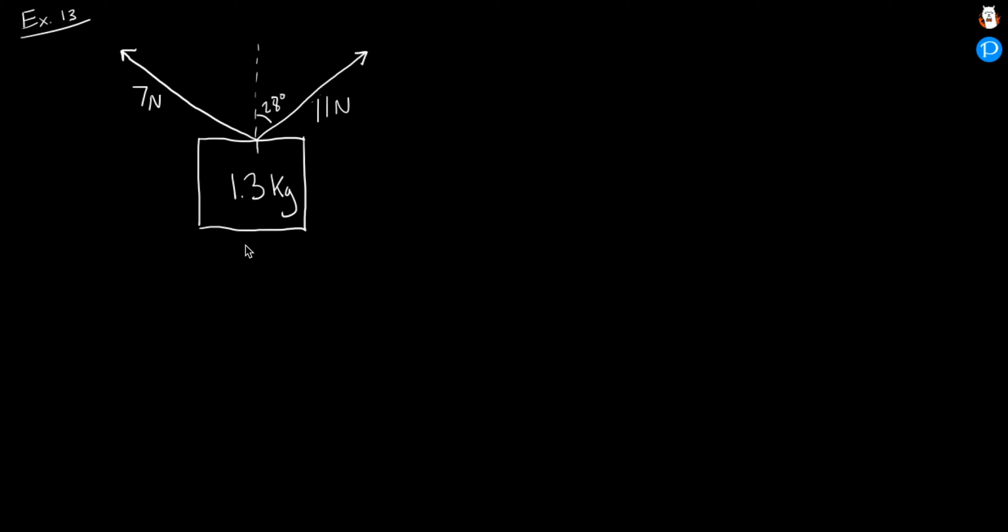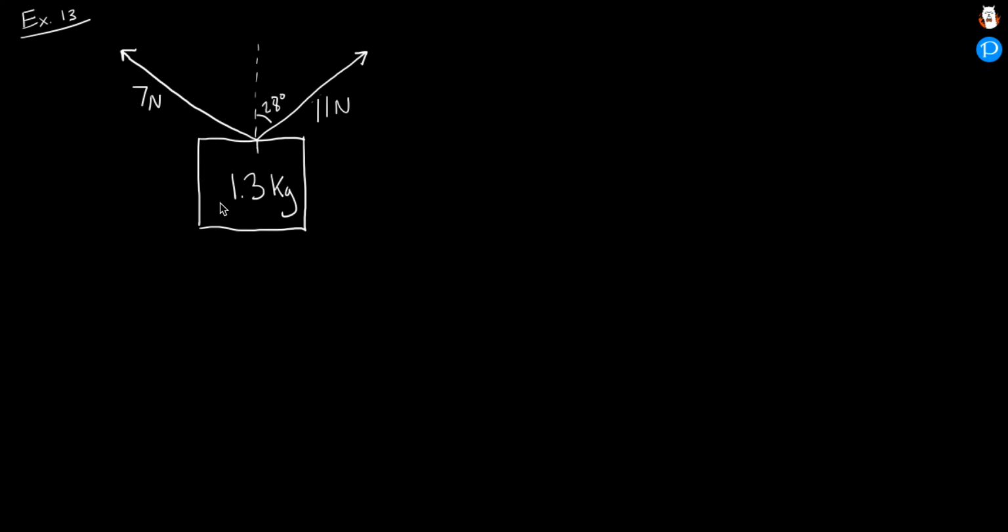In this example, it says that Jonathan asks Billy if he can help lift one of his favorite boxes up a hill. The box is 1.3 kilograms. Billy exerts a force of 7 newtons, and Jonathan exerts a force of 11 newtons in this direction. And Jonathan's force is exerted at an angle of 28 degrees with the vertical.